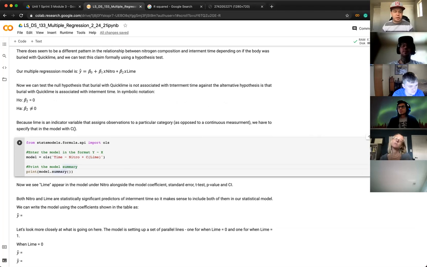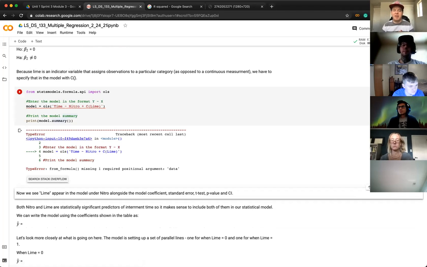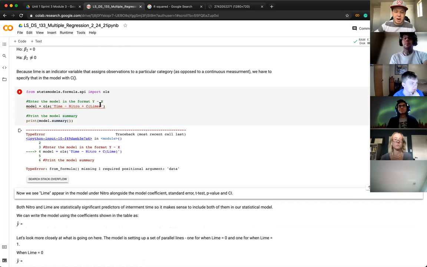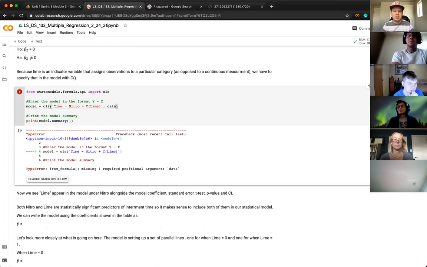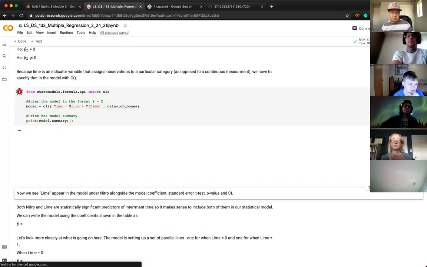So let's run this and let's look at the model summary. Oh, I forgot to do something. What is my model missing? You may have done something like this on your assignment. Okay, so I'm missing data equals long bones. And I'm also missing one other important thing.